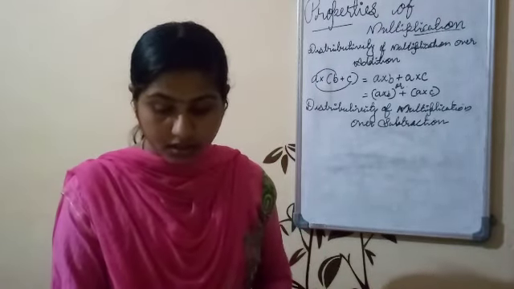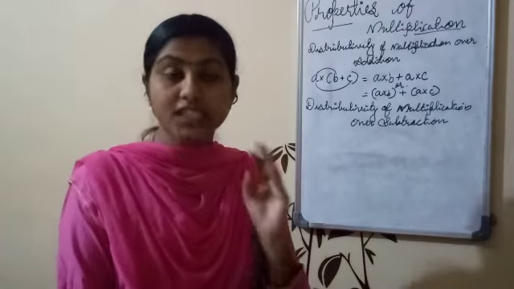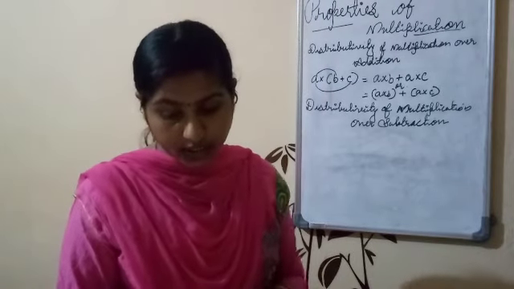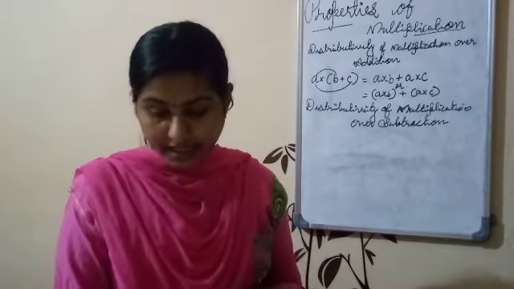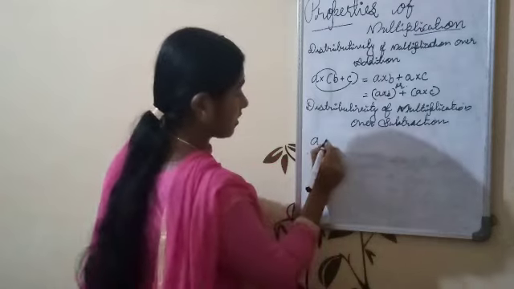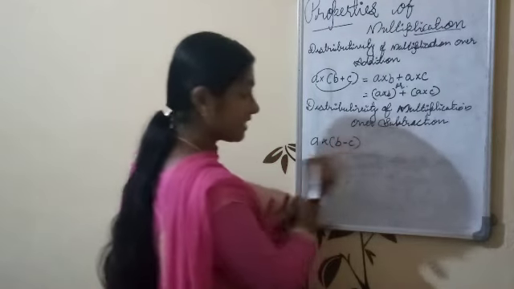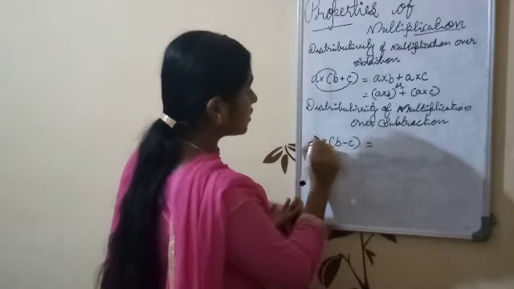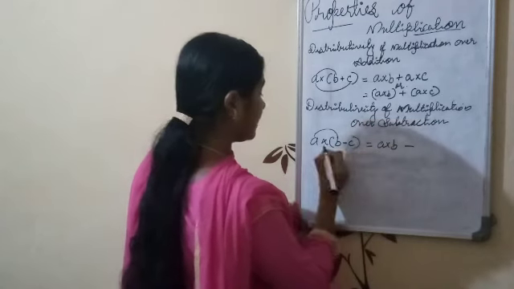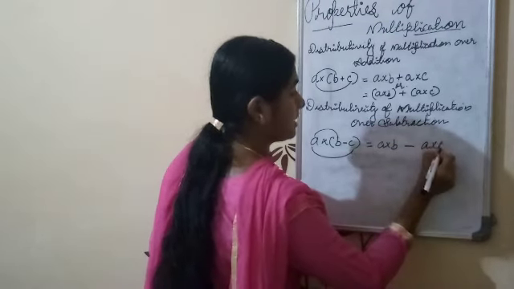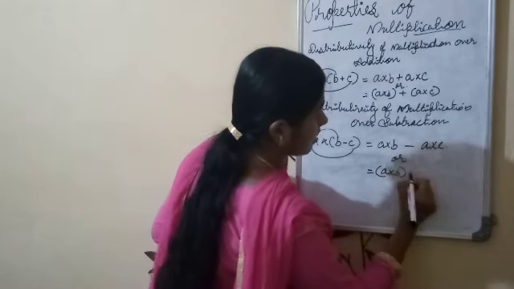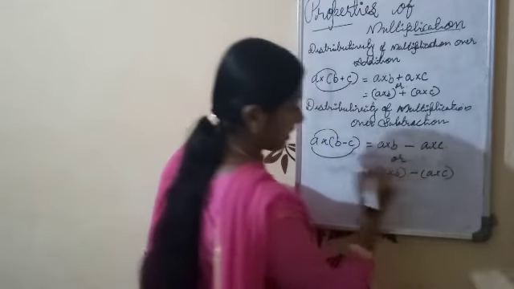When a whole number is multiplied by a difference of two numbers, the result is the same as the difference of the products of the first number with the other two numbers individually. That means A into (B minus C) equal to A into B minus A into C, or we can write it like this: A into B minus A into C.